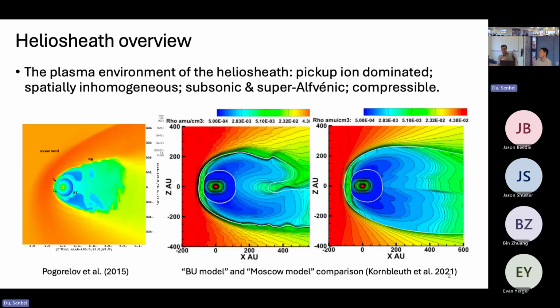What I want to emphasize here is that regardless of the shape of the heliosphere, the region of the heliosheath is an interesting region to study plasma physics. I listed a few interesting properties of the heliosheath, and I'll go through them in the next few slides.